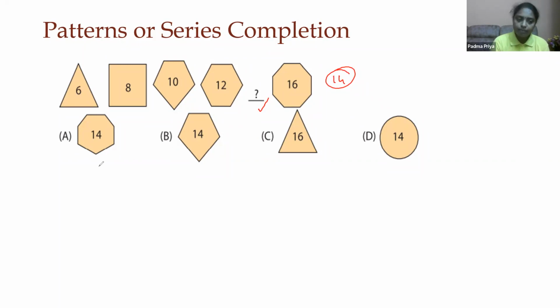Now, which shape is correct? Option A is also 14, B and D are also 14. Now, which shape is correct there? How to correlate it? This is about observation. How do we observe the question differently?